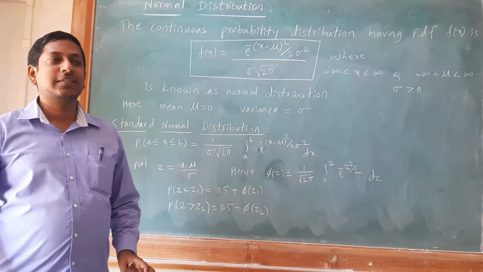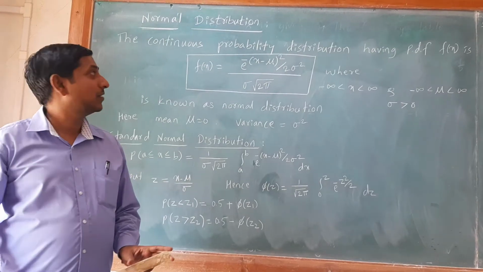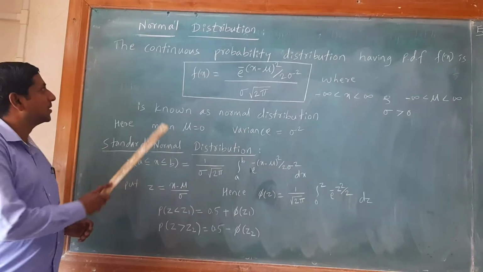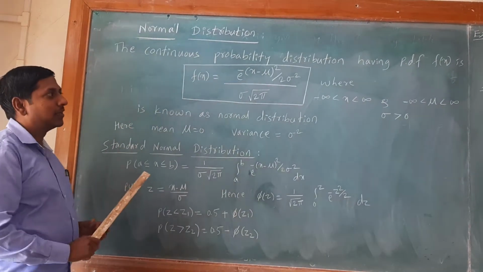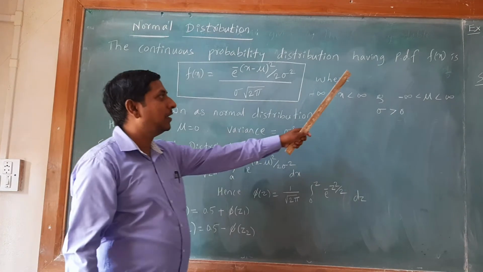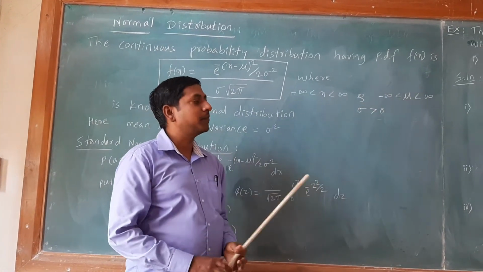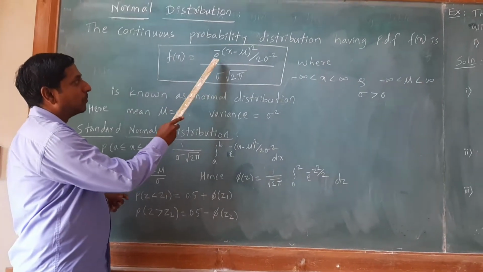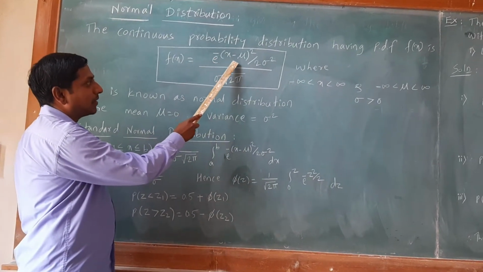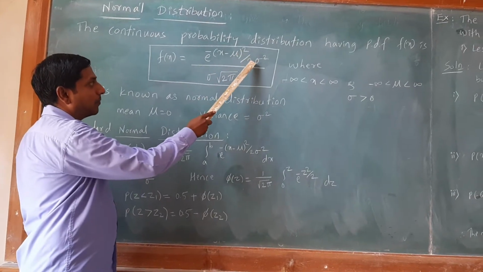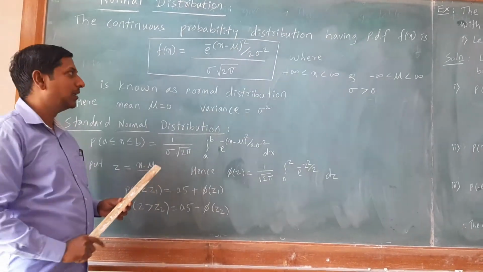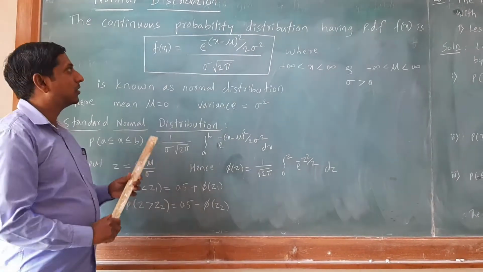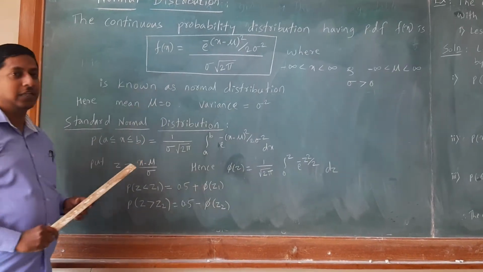So today I am discussing the last concept in this module, which is the normal distribution. The definition of the normal distribution is the continuous probability distribution having the probability density function, PDF, f of x, given by f of x equal to e to the power minus of (x minus mu) whole square divided by 2 sigma square, then whole divided by sigma into square root of 2 pi. So this formula is called the normal distribution.